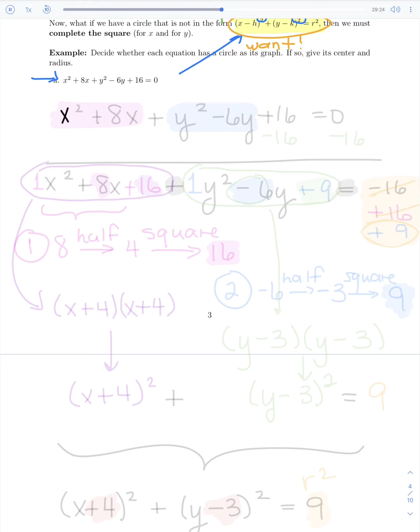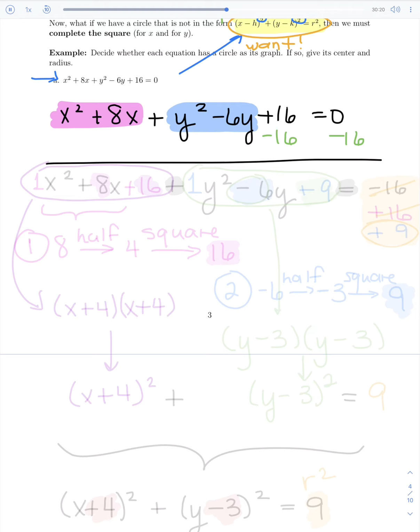In problem A, we've got x squared plus 8x plus y squared minus 6y plus 16 equals 0. So the first thing we want to do when completing the square is separate our two parts. We want to keep our x's together as one part of our problem, and keep our y's together as the other part. Anything that doesn't have an x or a y is going to be part of our radius, so it needs to move to the other side. So this 16 that's dangling off by itself, we're going to move to the other side by subtracting 16 from both sides, at least for now. It gets us away from that, and now I can just focus on my x's and my y's.